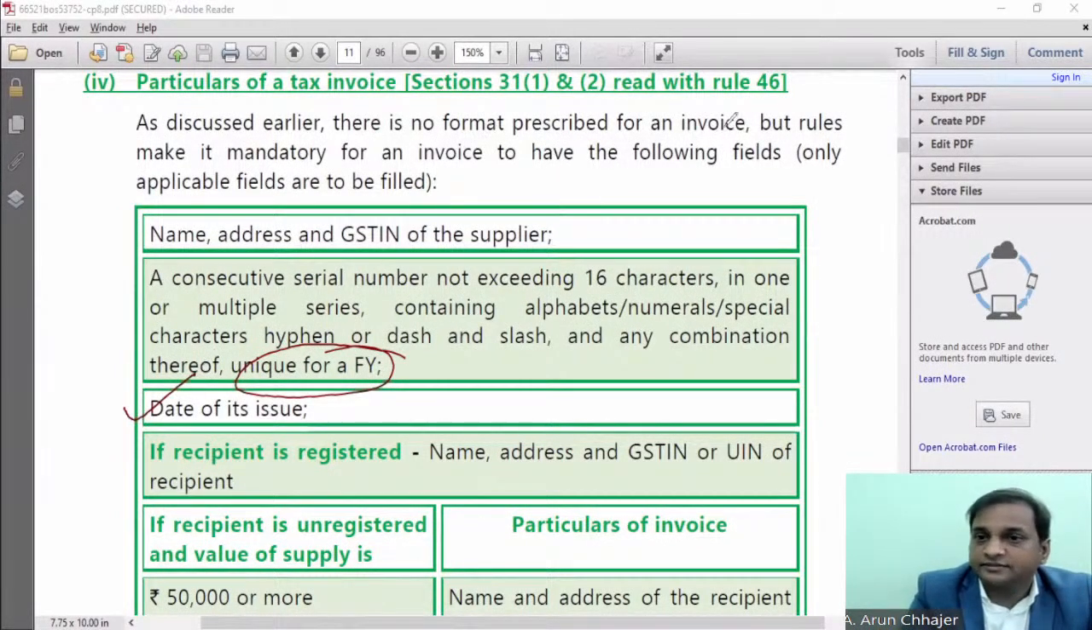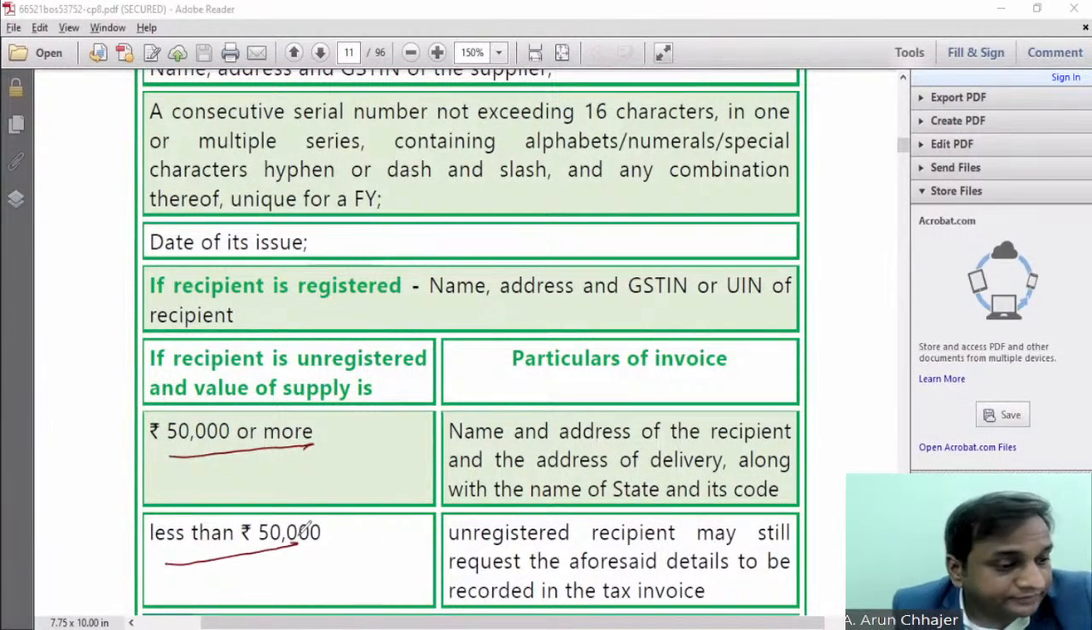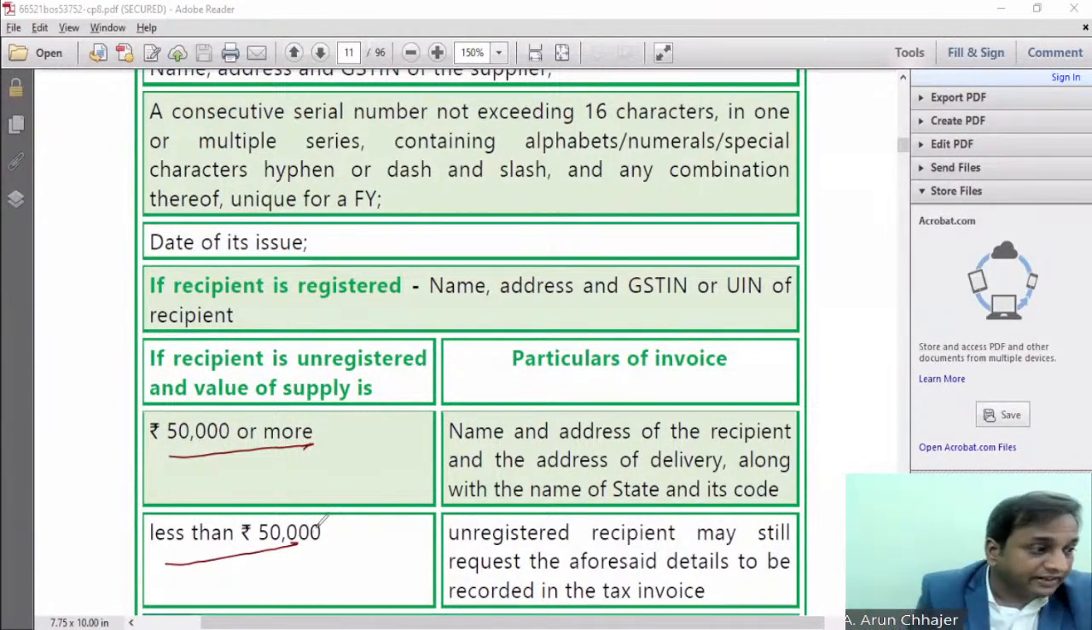Then the date of issue of the invoice. Then, if the recipient is registered, the name, address and GSTIN or UIN. And if the recipient is unregistered, then they have divided it in two parts.